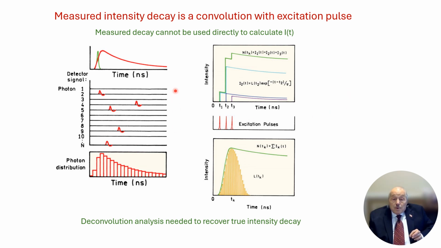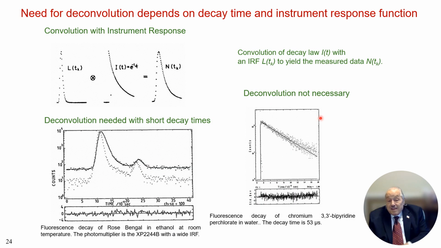Since the measured decay is a convolution with the excitation pulse, we have to do an analysis to get the true intensity decay, like the single exponential decay on the first slide, because the measured data is going to be this hodgepodge of all of these other decays that have been summed up. So we need deconvolution software to extract the actual intensity decay. I just wanted to mention places where you need it and you don't need it.